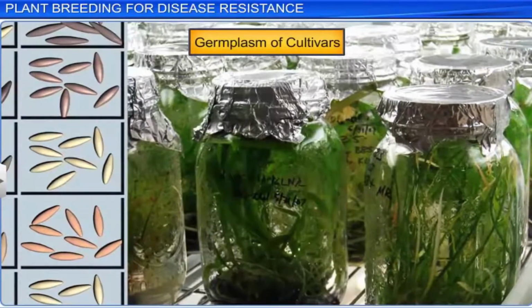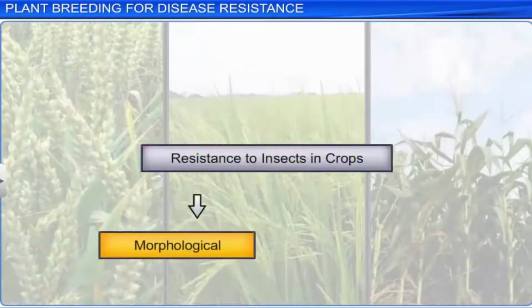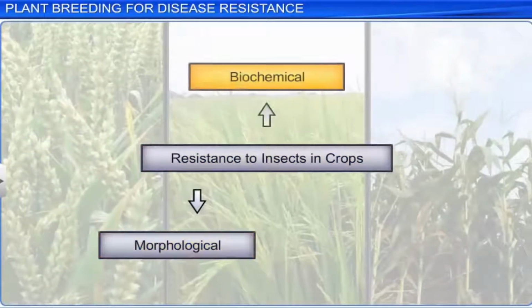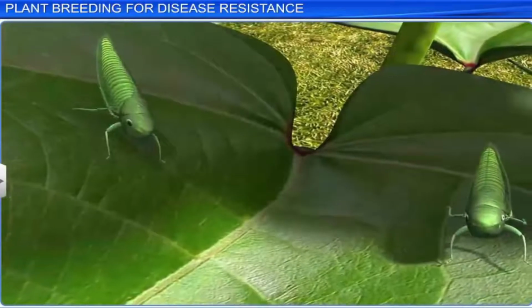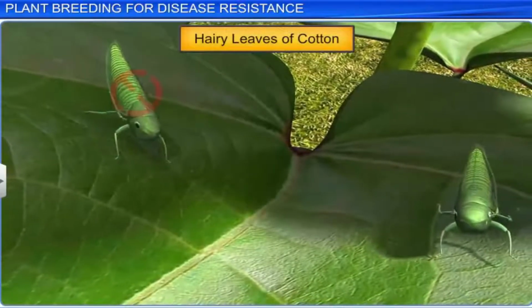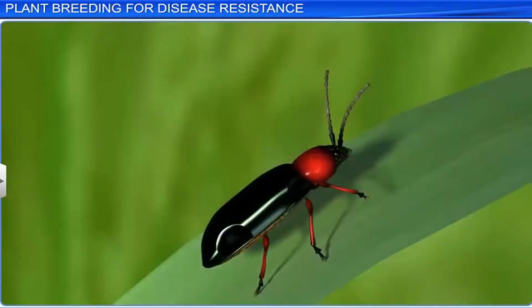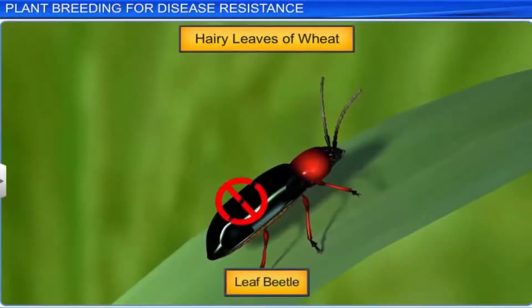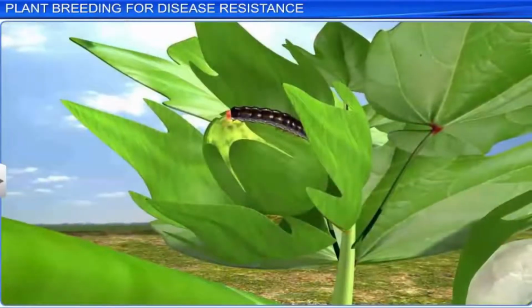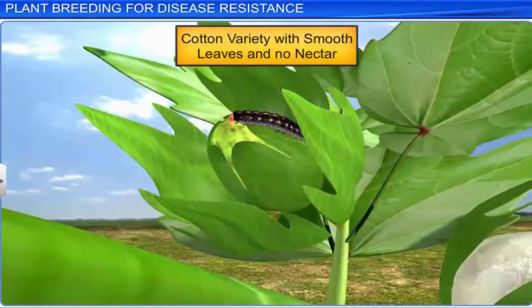Insect resistance in crop plants can be attributed to the morphological, biochemical or physiological features of a crop. For example, hairy leaves on cotton make it resistant to jassids, while hairy leaves on wheat make it resistant to cereal leaf beetle. Also, smooth leaves and the absence of nectar in some cotton varieties protect them from bollworms.